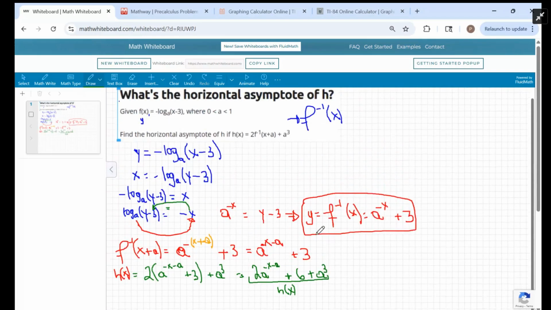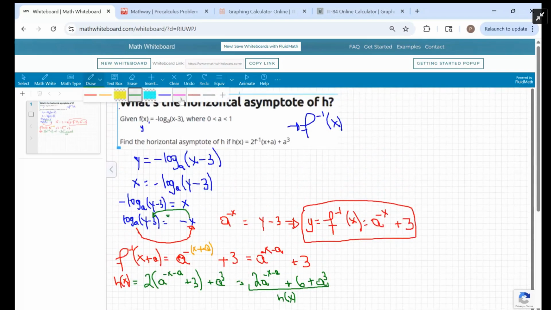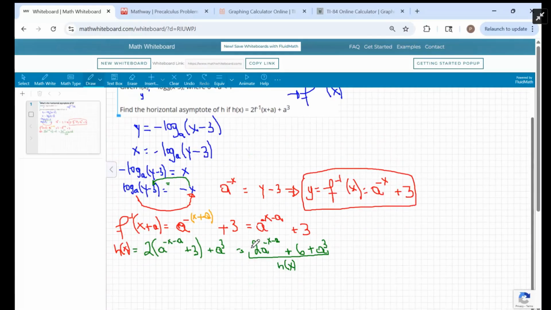And I want to highlight, in that answer, you have this portion, which is the exponential portion, because it's a base raised to the power of a variable, in this case, x. So the portion that I circled in pink is the exponential component of h of x.